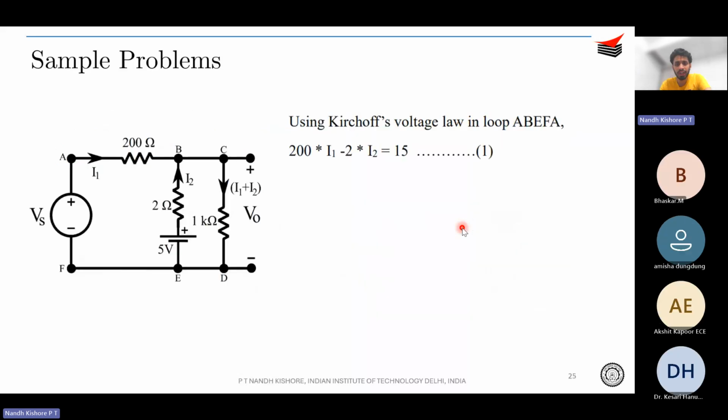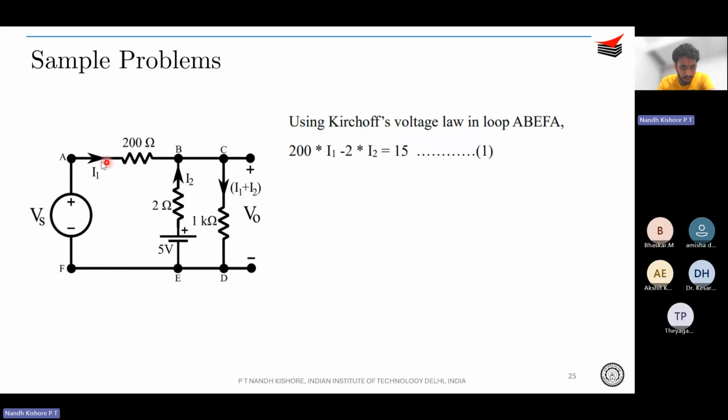Apply KVL first in the inner loop. By applying KVL, you get Vs is equal to 200 into I1 minus 2 into I2, that is equal to 15. How is it 15? Vs is 20 and here you have 5.